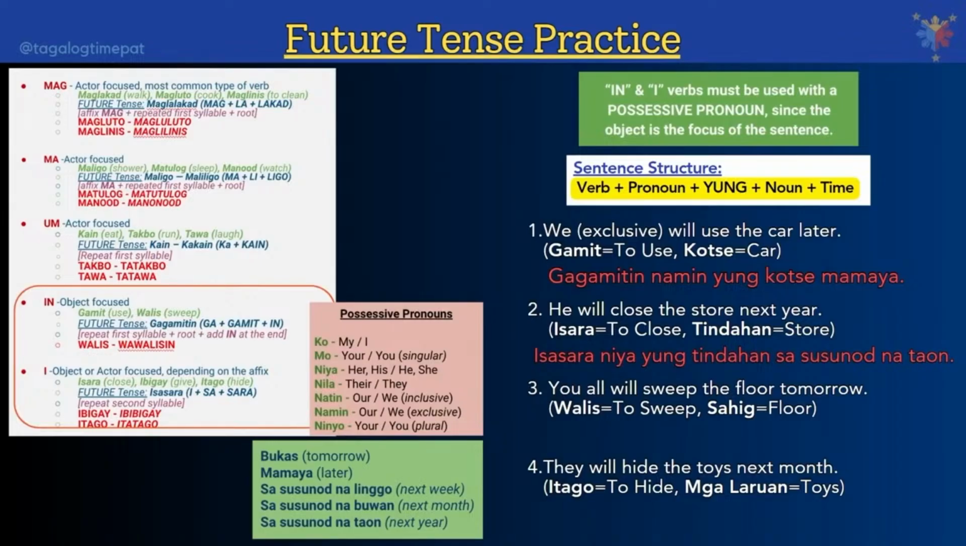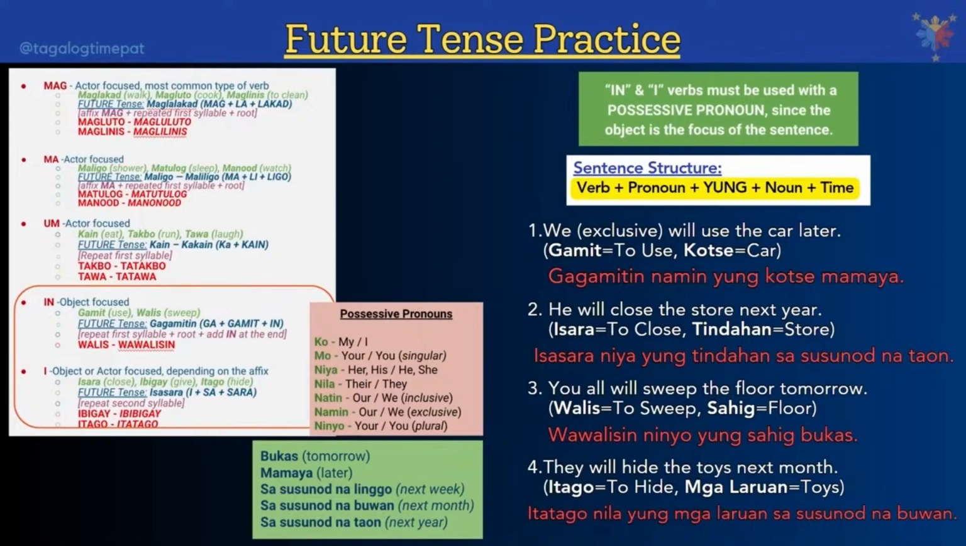Number 3, you all will sweep the floor tomorrow. Walis means to sweep. Sahig means floor. Wawalisin ninyo yung sahig bukas. You all will sweep the floor tomorrow. And lastly, number 4, they will hide the toys next month. Itago means to hide. Mga laruan means toys. Itatago nila yung mga laruan sa susunod na buwan.